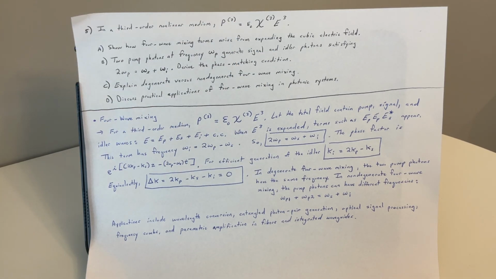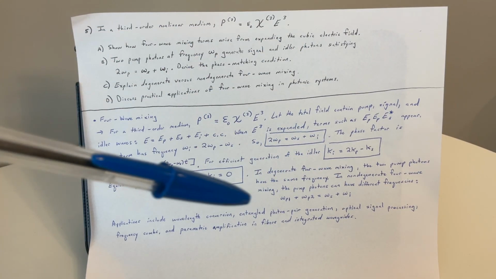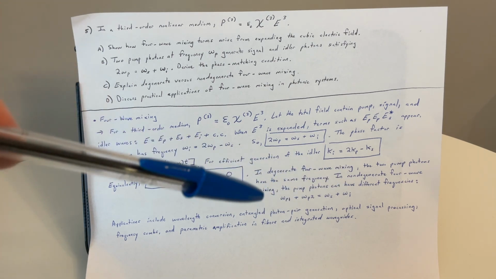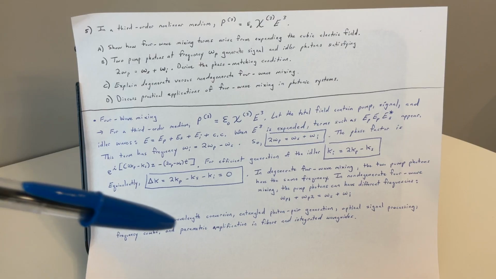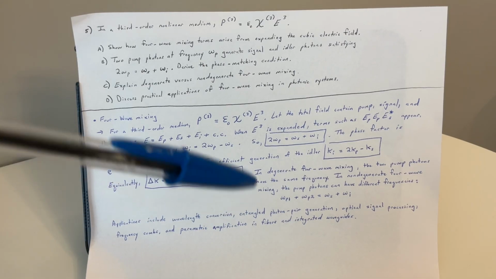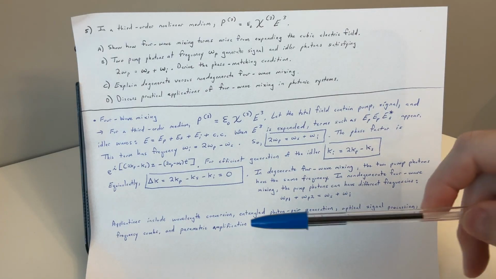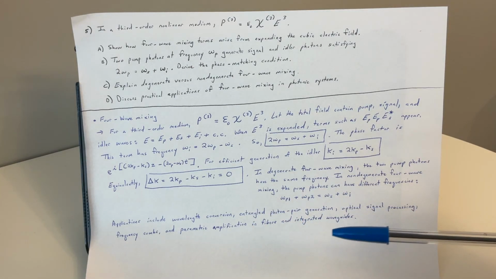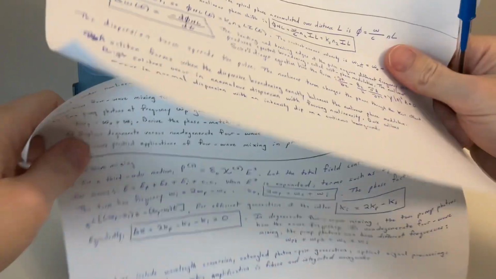In degenerate 4-wave mixing, the 2 pump photons have the same frequency. In non-degenerate 4-wave mixing, the pump photons can have different frequencies, given here by this equation. All right. And applications include wavelength conversion, entangled photon pair generation, optical signal processing, frequency combs, and parametric amplification in fibers and integrated waveguides. So that's number 5, and here's number 6.